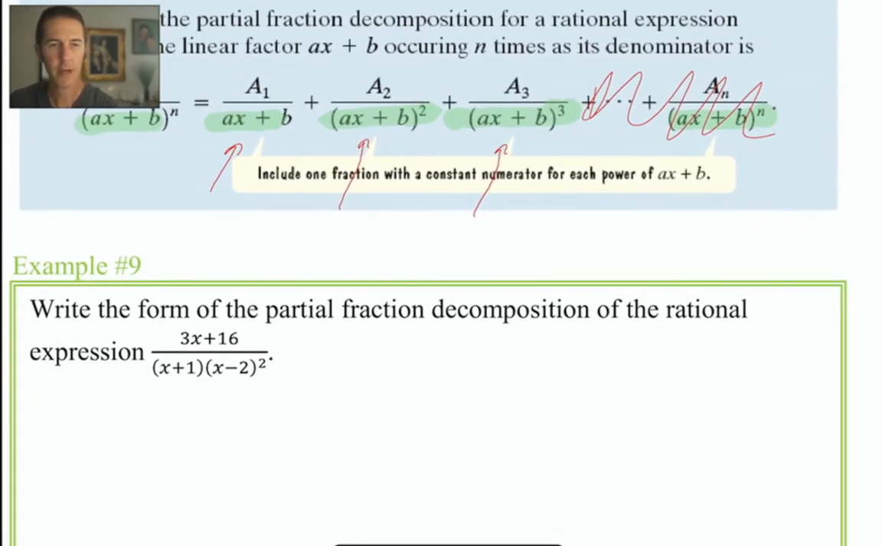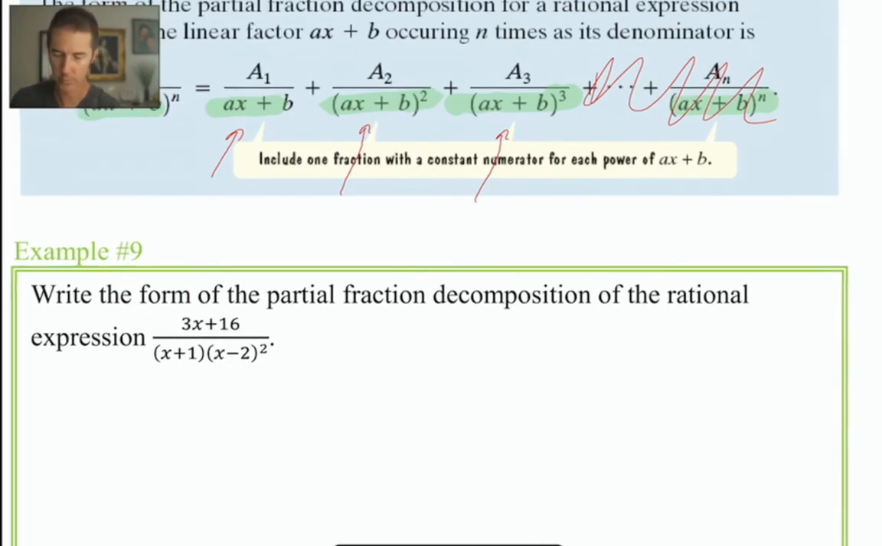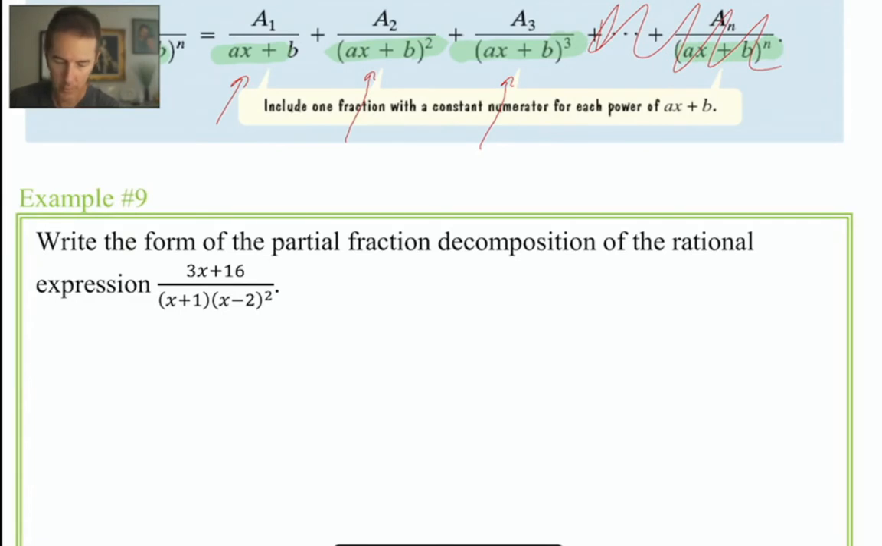So let's see how that plays out here in example 9. We're only going to write the form of the partial fraction decomposition. Okay, we're not going to go all the way through and solve for a and b. So here, I know that I'm going to have a denominator for my x plus 1 plus a denominator for my x minus 2 to the first power and a denominator for my x minus 2 to the second power.